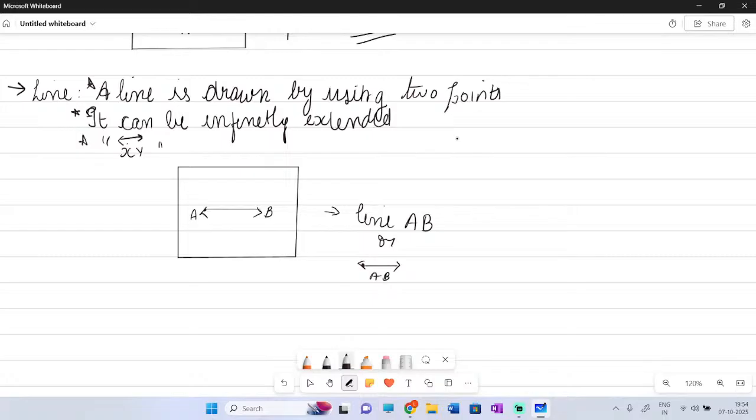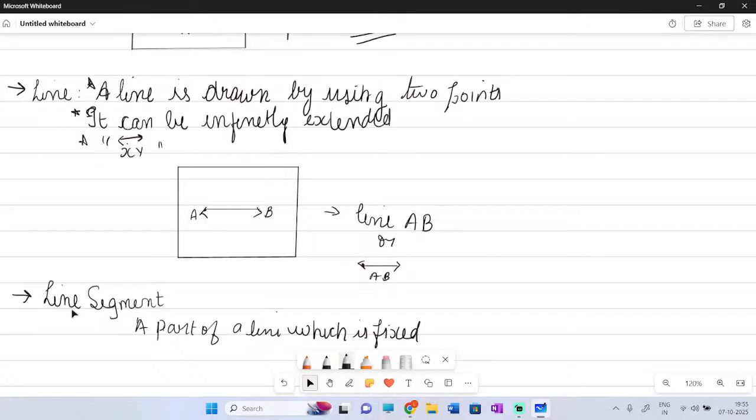Okay, let me continue. So next is line segment. Till line segment and ray we are going to learn. A line segment is a part of a line, which is fixed. That is what it is referred to as. How we do it? This is like this. A line segment is not extended.